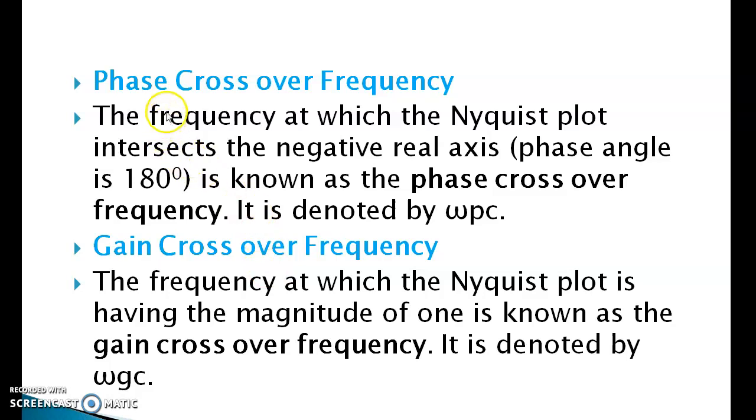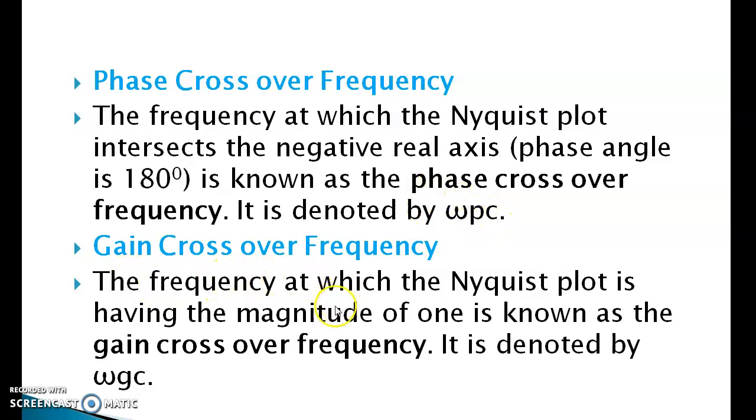First come to the phase crossover frequency. The frequency at which the Nyquist plot intersects the negative real axis is known as phase crossover frequency. It is denoted by omega PC.